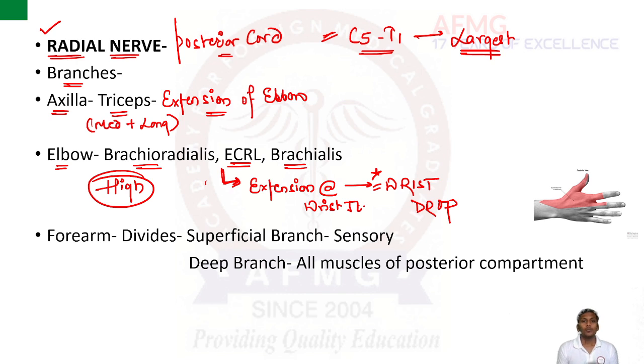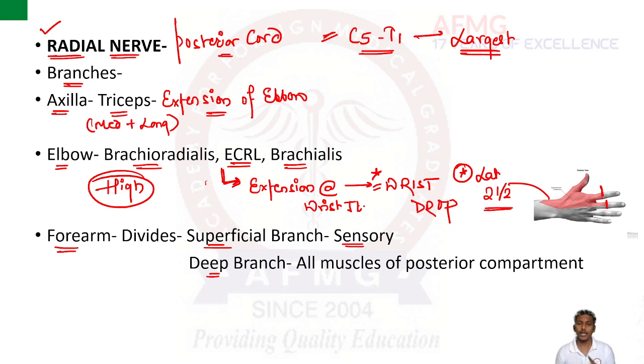Now let's see why. Moving further, when the radial nerve reaches the forearm, it divides into a superficial branch, which is a sensory branch, whereas a deep branch, which is a motor branch. The superficial or sensory branch of the radial nerve is responsible for carrying sensation over the lateral 2.5 digits. Please remember, previously it was lateral 3.5 digits. Now there is an update that the radial nerve is responsible for carrying sensations over the lateral 2.5 digits only, till the proximal interphalangeal joint.